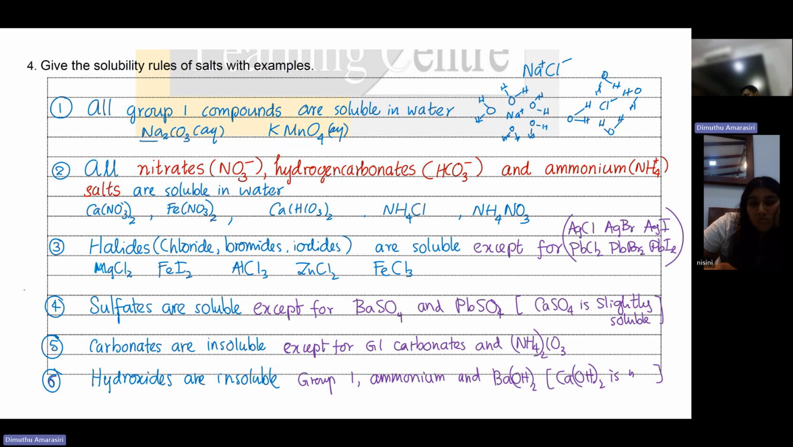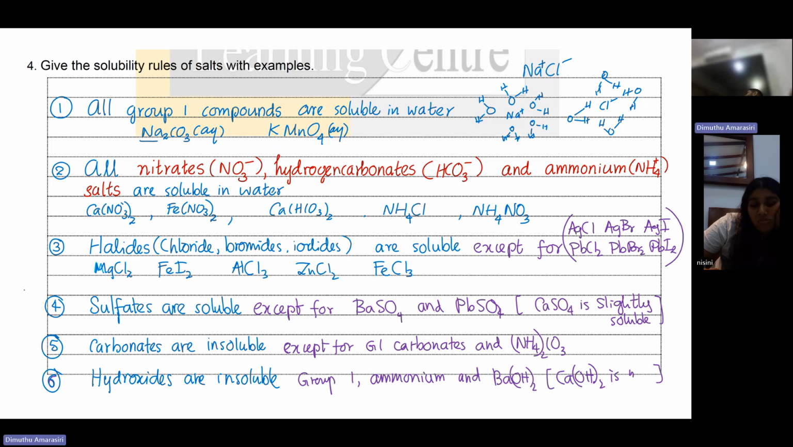Barium sulfate and lead sulfate. Calcium sulfate is slightly soluble. And then carbonates. Carbonates are insoluble except for one. Oxides are insoluble except for one. Oxides and ammonium and barium hydroxide. Barium hydroxide.